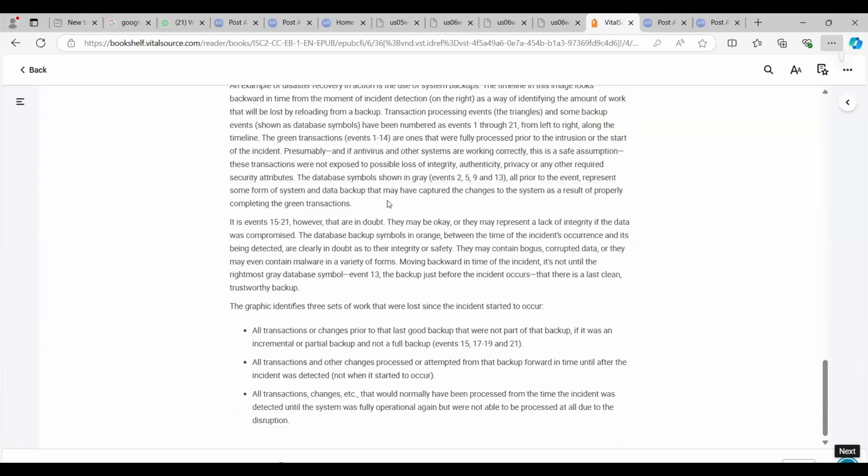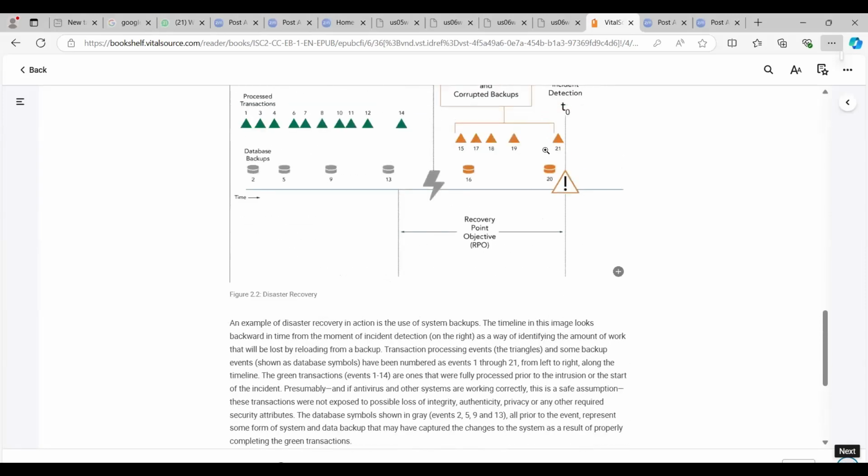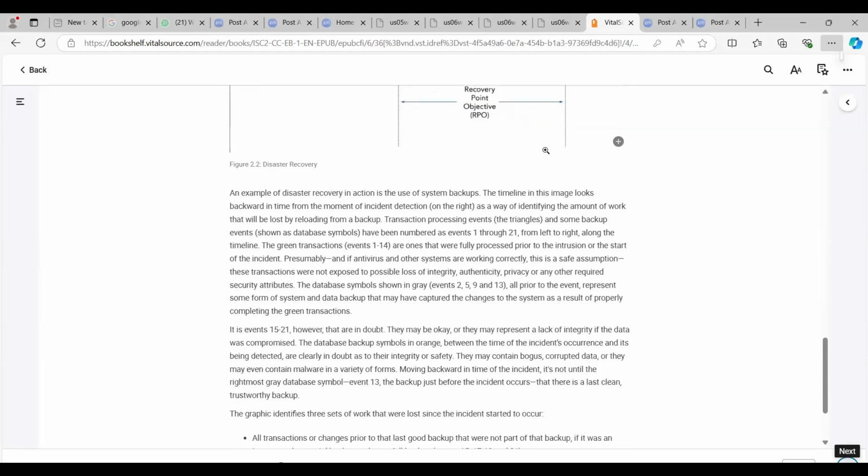So the graphic identified 3 sets of work that were lost since the incident started to occur. First one, all transactions or changes prior to that last good backup, which is the 13, that were not part of that backup, if it was an incremental or partial backup and not a full backup, which is event 15 to 17. So these are the partial backups.